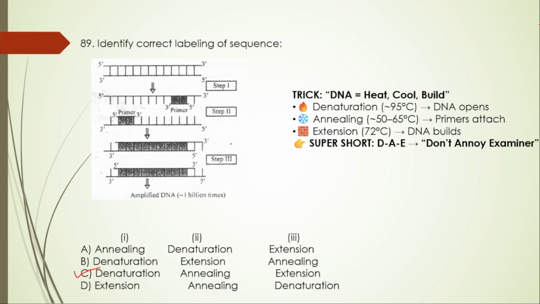How can you remember? Trick to remember: DNA heat, cool and then build. When DNA opens, we are going to heat it, that is denaturation. Next, we will cool that one, that is called annealing. Again, we are going to build by increasing its temperature. So to remember shortly, you can use DAE: don't annoy examiner. D for denaturing, A for annealing, E for extension.